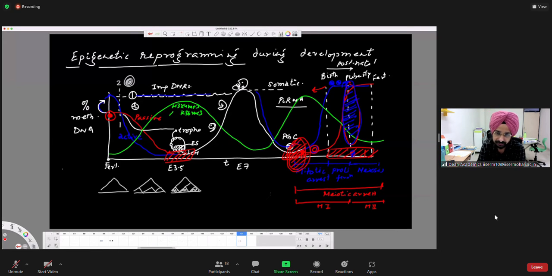Now my question to you is that if this erasure is happening, even the imprints are erased during PGC development, then how is this transgenerational inheritance happening? The correct answer is that we do not know entirely what the mechanism of transgenerational inheritance is, but I think it is happening through the regions which are escaping this trajectory. It has to escape. Transposons are one region which are escaping this trajectory. And there are other hypotheses also.